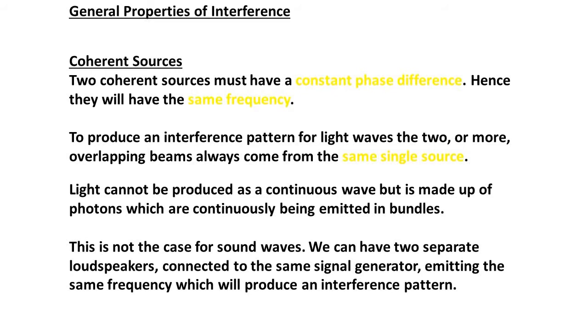To produce an interference pattern for light waves, the two or more overlapping beams should always come from a single source. That is, for the occurrence of interference we need at least two beams of light, and these two beams should be coming from the same source. Then only can we say that these two beams of light are coherent. Light cannot be produced as a continuous wave; it is made up of photons which are continuously emitted in bundles. This is obviously not the case for sound waves.